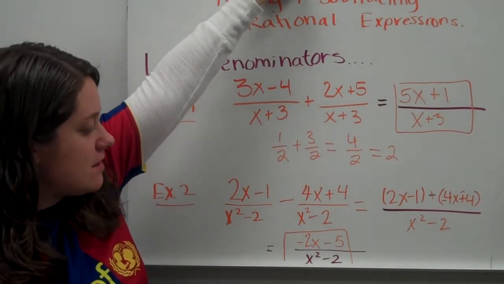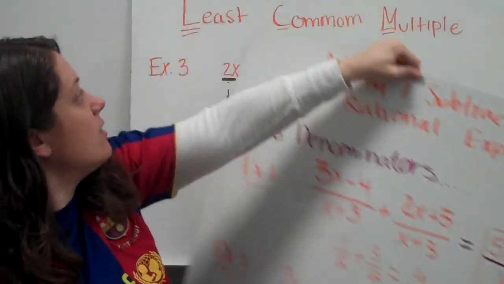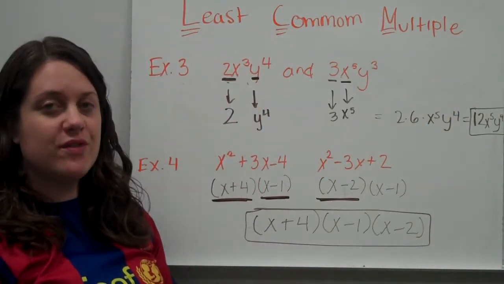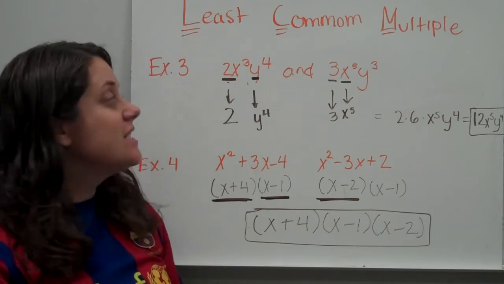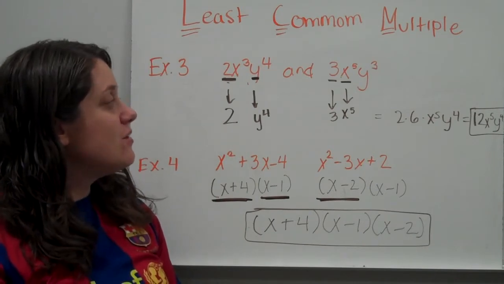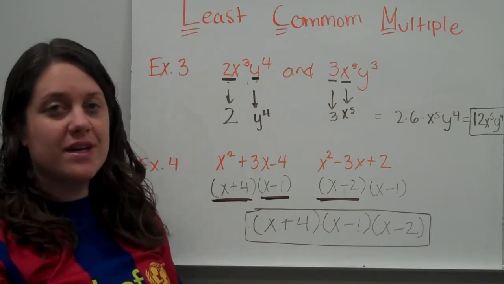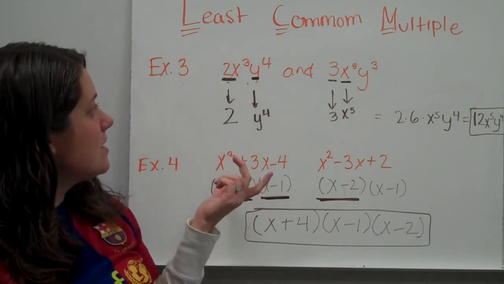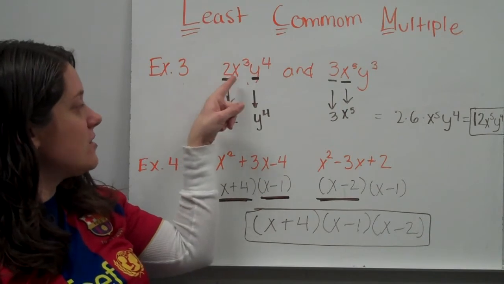Alright, so like denominators is pretty easy. However, when you have unlike denominators, you need to find a common denominator. In order to find a common denominator, you need to find the least common multiple of the denominators. So this is going to look kind of crazy because you have one denominator. So here's our first denominator.